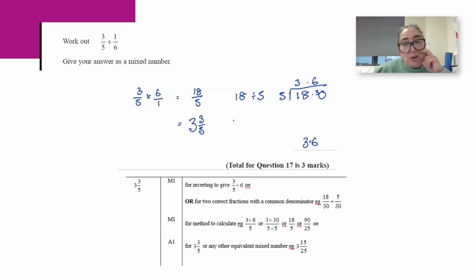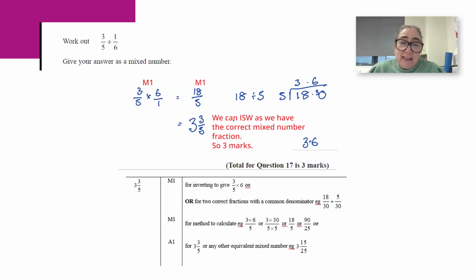This is quite an interesting one in terms of equivalent fractions, and it's a dividing fractions question. I think if you go through it, they're awarded M1 for correctly inverting the fraction. Then you've got your second M1 that comes from 18 over 5. Then, because we have seen the correct mixed fraction, i.e. 3 3/5, we can, in this case, ignore the subsequent working.